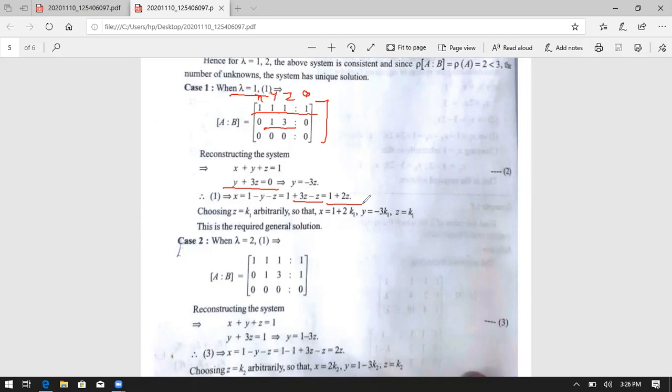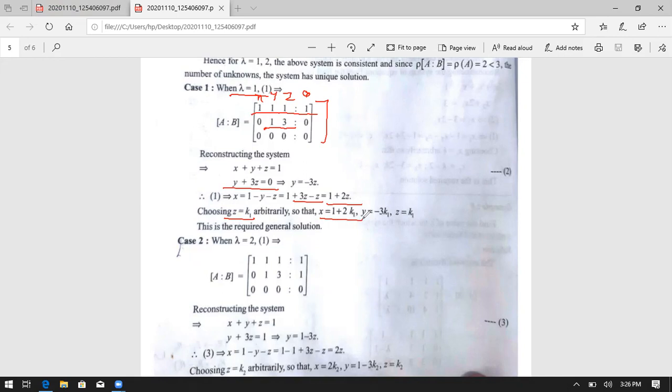Okay. Next step is choosing z equal to k1, because we are taking the two cases. That's why z is equal to k1. That is the arbitrary constant. Then x is equal to 1 plus 2k1. What is the y value? y is equal to minus 3k1, and z is equal to k1. Okay, this is the required general solution.